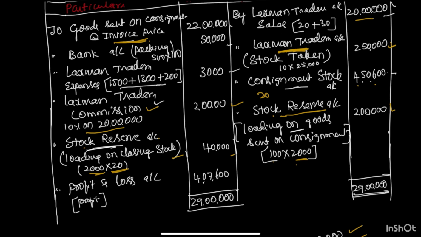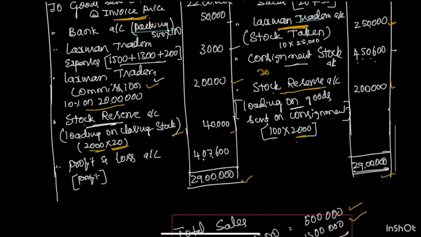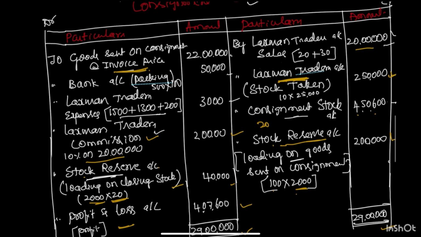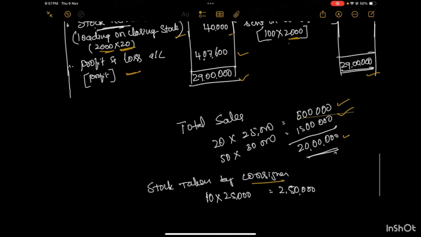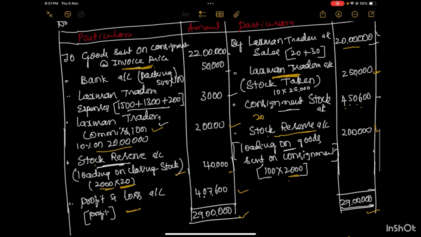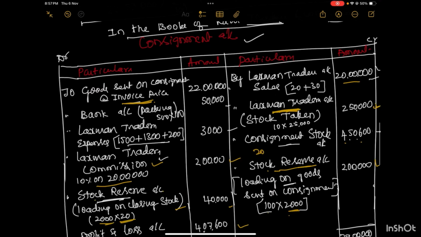So now we have to find the profit or loss of the business. On the credit side, we are getting a total of 29 lakhs. So 29 lakhs is written on both sides, and we are getting a difference of 4,07,600. That's the profit. Profit is to be transferred to the P&L account. By this the consignment account ends, and later you can do the goods sent on consignment account, and also open the consignee account separately. But here we have completed the consignment account. I just concentrated on the invoice price adjustment.